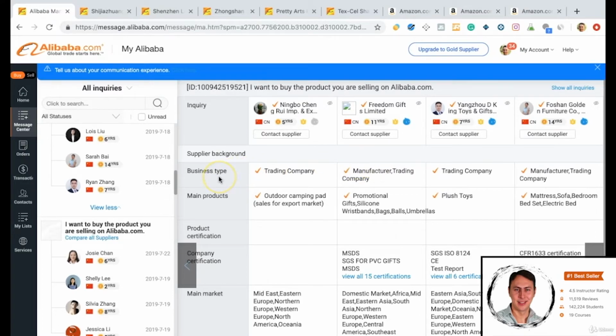It is a good sign for us to think they are a good manufacturer. What was another one? It was the business type. Either manufacturer or trader. Does it produce or trade the product? It is important for us.